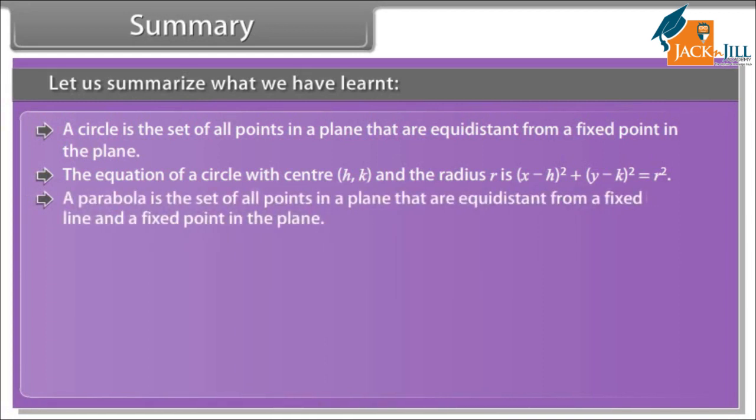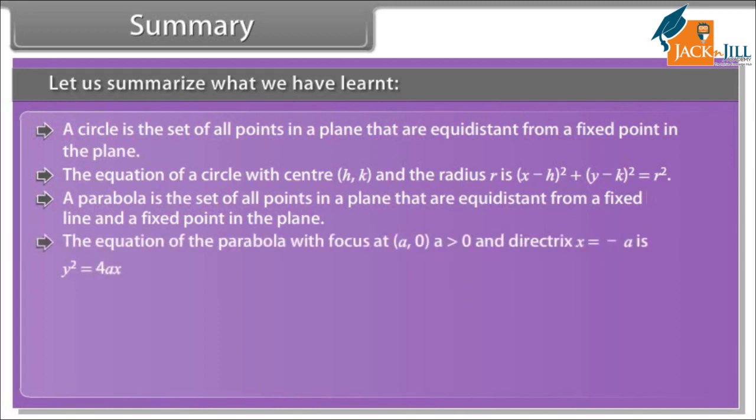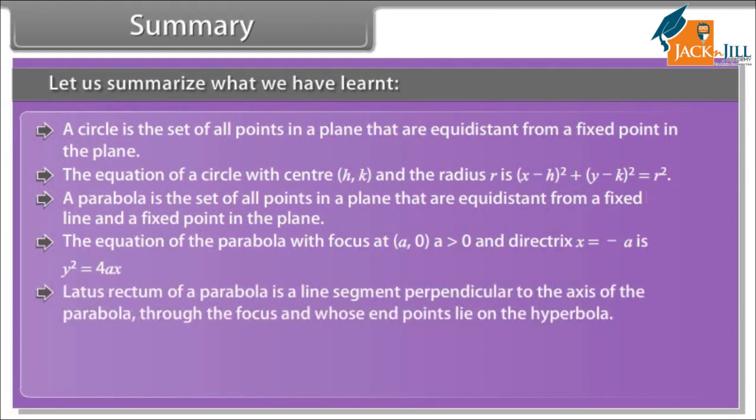A parabola is the set of all points in a plane that are equidistant from a fixed line and a fixed point in the plane. The equation of the parabola with focus at (a, 0), where a is greater than 0, and directrix x is equal to minus a is y square is equal to 4ax. Latus rectum of a parabola is a line segment perpendicular to the axis of the parabola through the focus and whose endpoints lie on the parabola. Length of the latus rectum of the parabola y square is equal to 4ax is 4a.